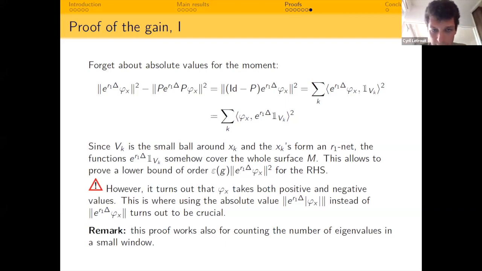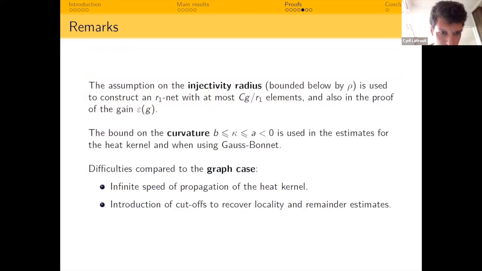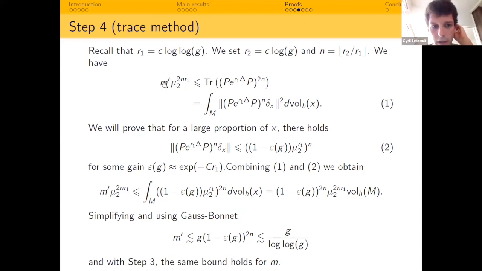And finally, the last remark is why this proof also works for counting the number of eigenvalues in a small window, and not only for exact multiplicity. I need to go back a little bit in the slides. At the beginning of the trace method, you see that it's quite flexible, because the trace of this operator, if the eigenvalues are quite close to each other around mu2, is not far from being the same thing as m prime mu2 to the 2 and r1. You are not using that it's exactly equal to mu2. So this is why it's flexible somehow.